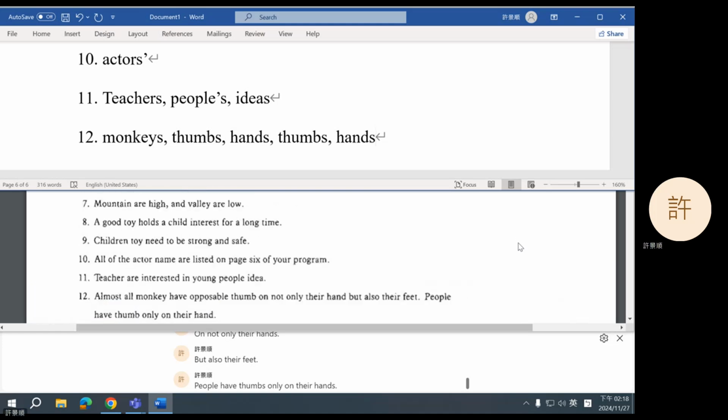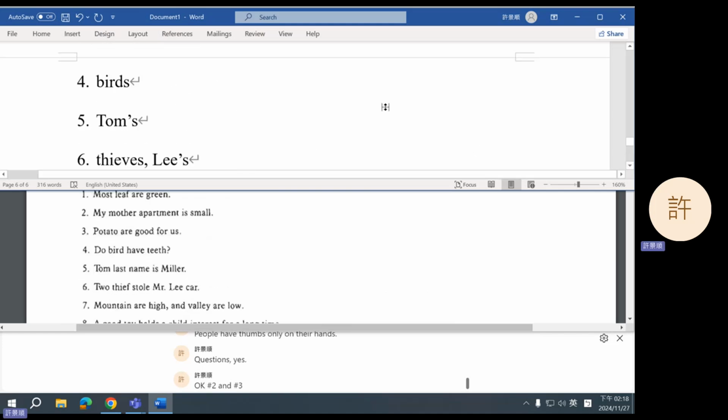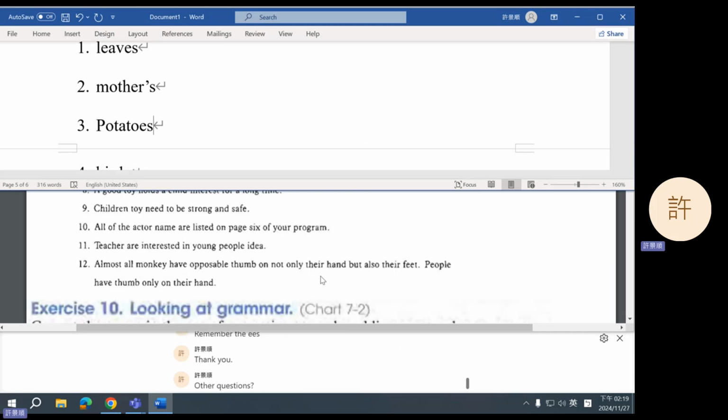Questions? Yes. Okay, number 2 and number 3. Number 2, my mother's apartment is small. Singular possessive. Number 3, potatoes are good for us. Plural. Remember the E. ES. Thank you. Other questions? Okay, continuing.